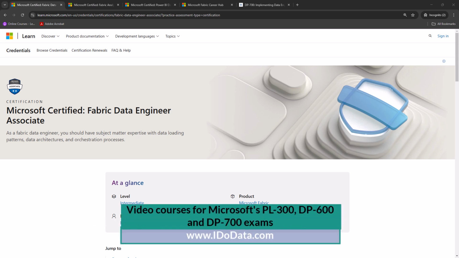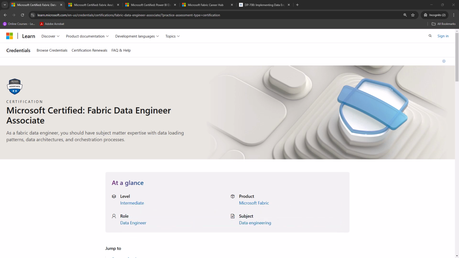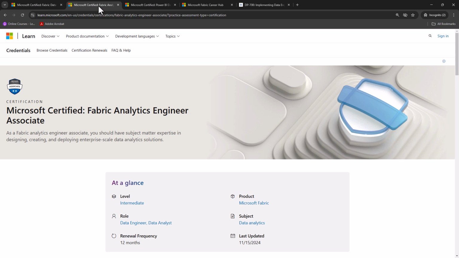Microsoft have got 3 exams about Power BI and Microsoft Fabric, and these are the new DP-700 Fabric Data Engineer Associate, the DP-600 Fabric Analytics Engineer Associate, and the PL-300 Power BI Data Analyst Associate. So what are these 3 exams and how do they differentiate from each other?